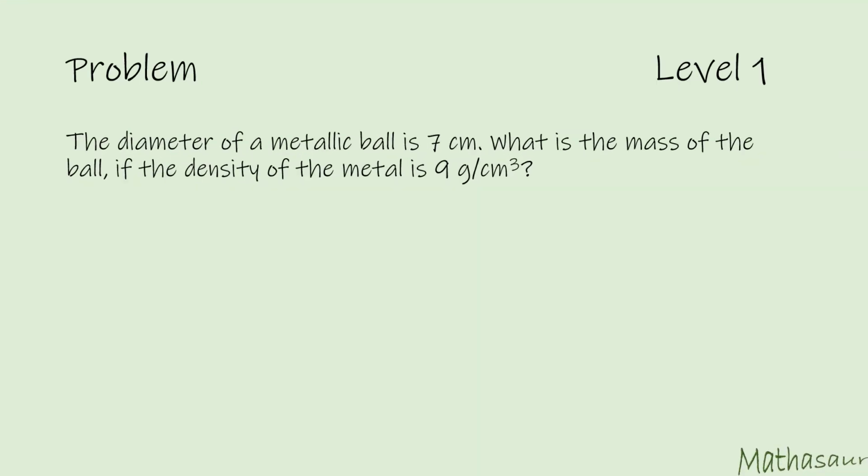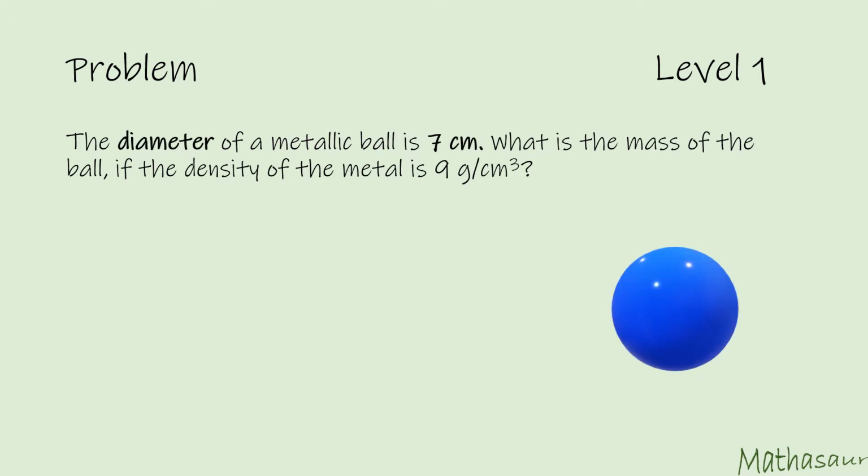Let us look at a problem. The diameter of a metallic ball is 7 centimeters. What is the mass of the ball if the density of the metal is 9 grams per cubic centimeter? It's a metallic ball, hence a sphere. The diameter is given as 7 centimeters. Hence, the radius would be half of the diameter, which is 7 by 2 centimeters.